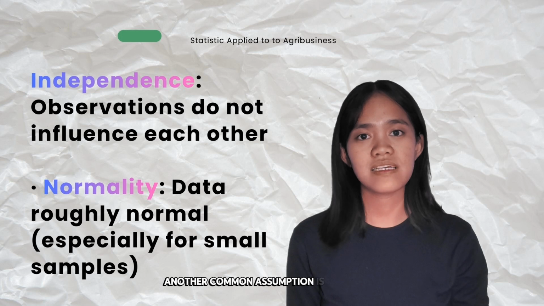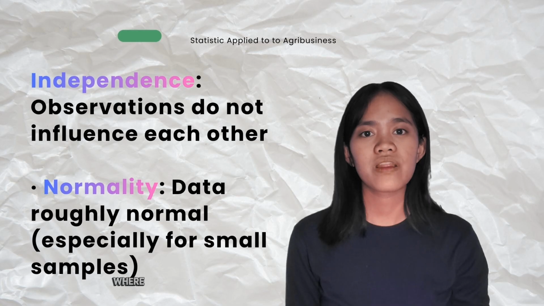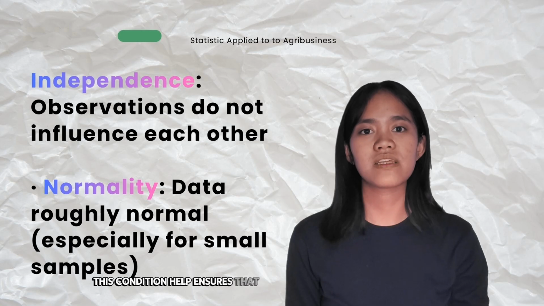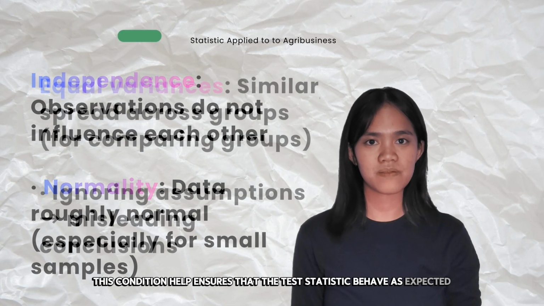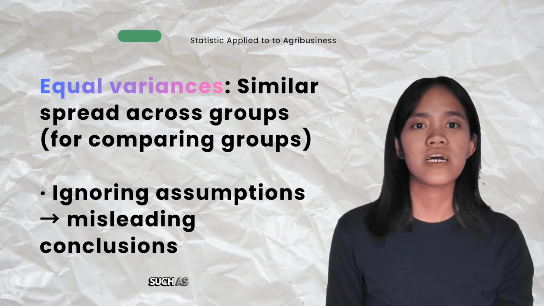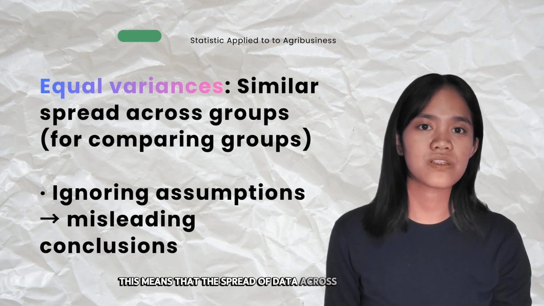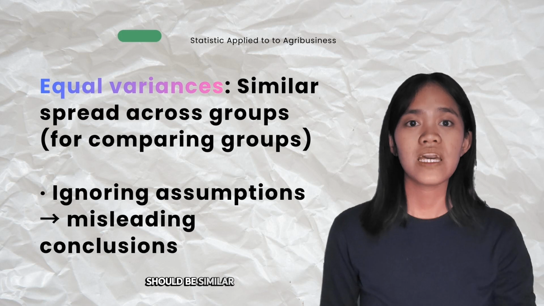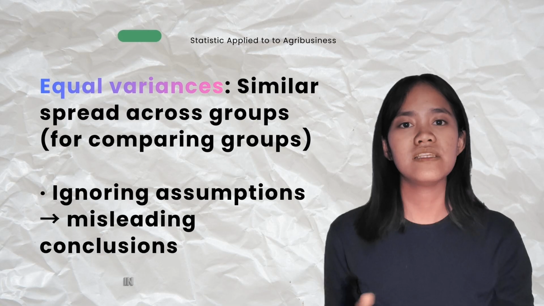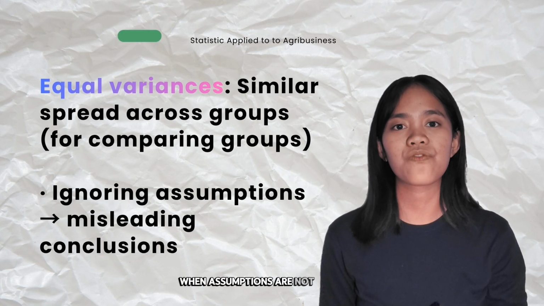Another common assumption is normality, particularly when dealing with small sample sizes, where the data should follow a roughly normal distribution. This condition helps ensure that the test statistic behaves as expected. There are also other assumptions depending on the test being used, such as equal variance when comparing groups. This means that the spread of data across different groups should be similar. If these assumptions are violated, it may affect the accuracy of the results. In some cases, alternative versions of the test can be used when assumptions are not fully met.